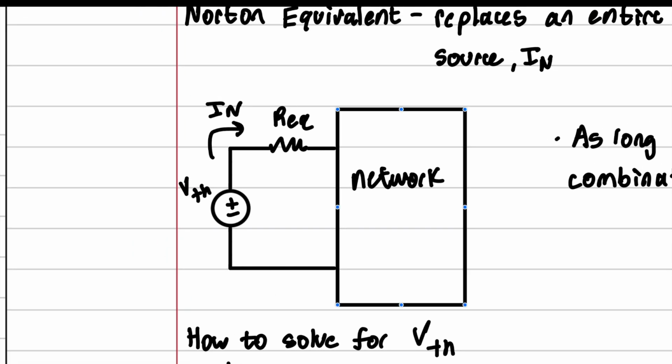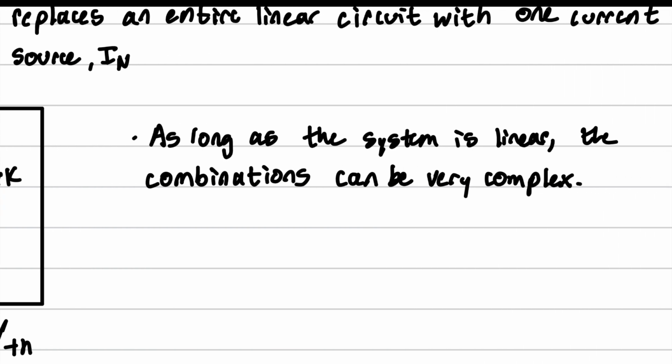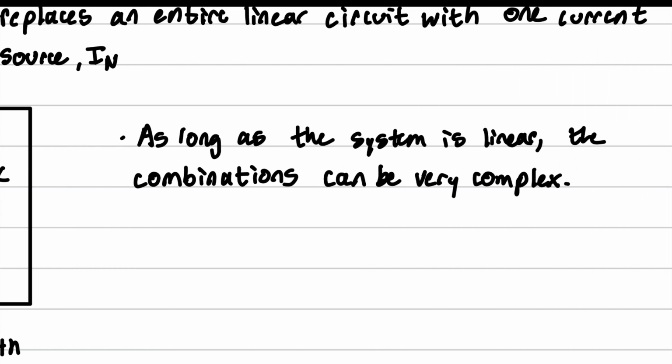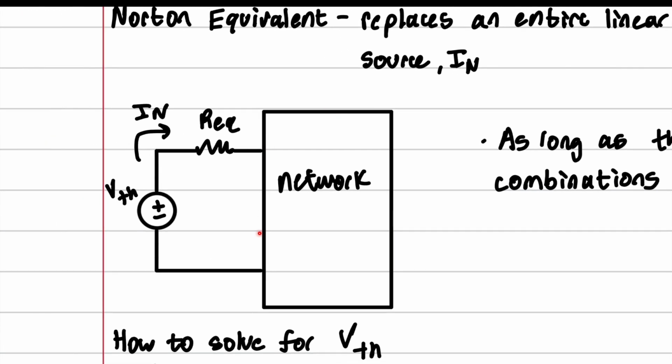You just have this random network right here, and this random network can be anything, right? Anything that is connected to this, and pretend that this was another network that's been simplified down into one V Thevenin. As long as the system is linear, the combinations can be very complex. We solved a bunch of nodal analysis and loop analysis systems or circuits, and those are going to be connected to some random network, right?